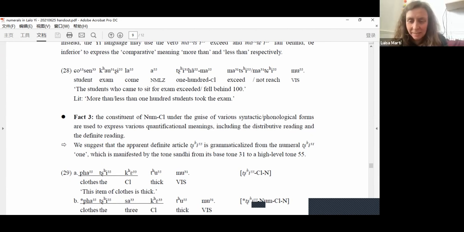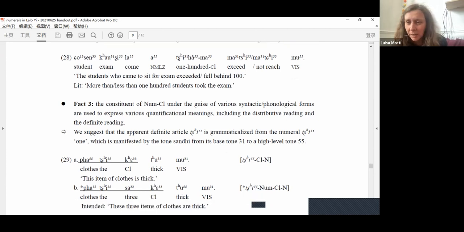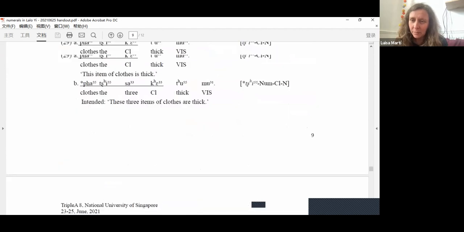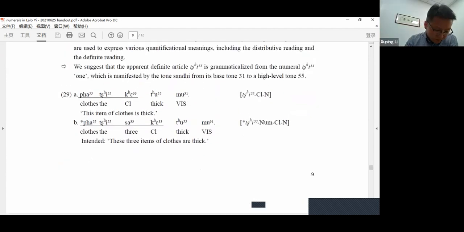Thank you. Just to follow up on Malte's questions. What do you think the semantics of classifiers is in Lalo Yi? I think, are they predicates of atoms? Is that what you said they were? And do you think that semantics would be available in other classifier languages, perhaps, where we have evidence that the classifier and the numeral also form a constituent? I can't remember examples right now, but I think that's been discussed before. So do you think that in other languages where that's the case, we will have also classifiers like Lalo Yi?